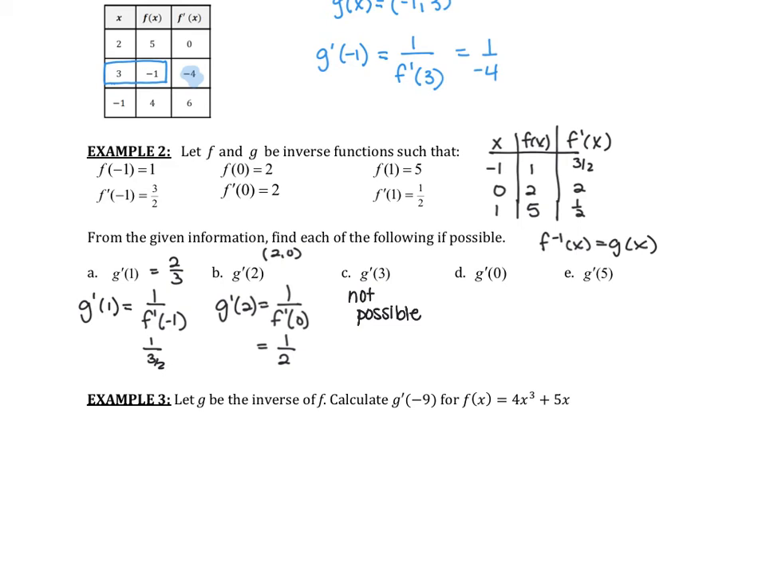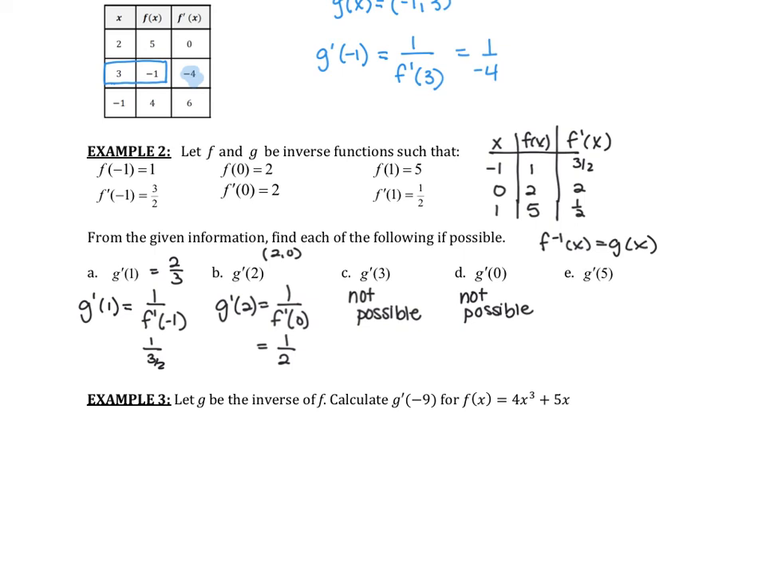Similarly, what about part D? It is not possible either, because there is no range value for g that is 0. Yes, we have a domain of f that's 0, but we don't have a domain of g. I just said range of g. I meant domain of g. We don't have a domain value of g that is 0.